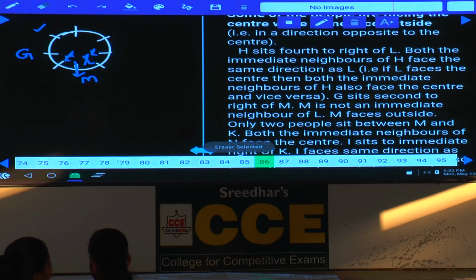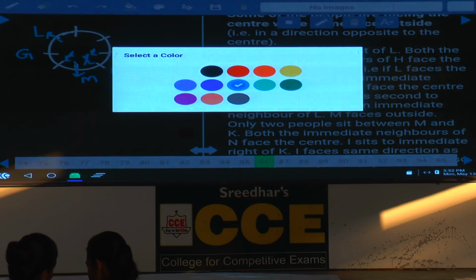Now out of which, if you take L at this place, L is here. H sits 4th to the right of L. H will be here. And H sits 4th to the left of L means, right of L means L must be away from the center. Then coming to the next one.